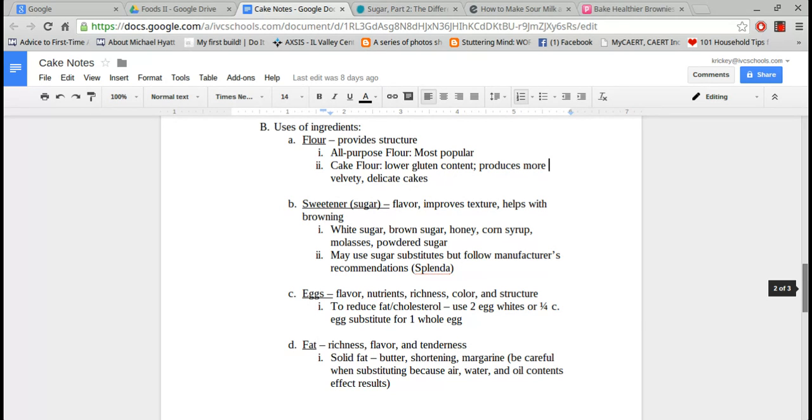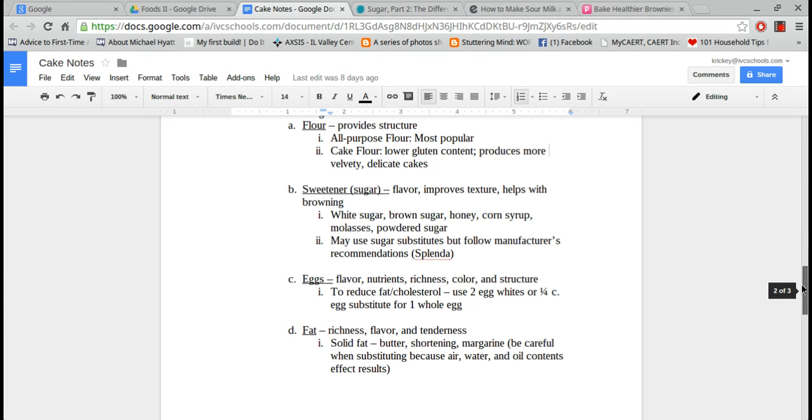Do remember that if you're choosing to substitute egg whites for the whole egg, if the recipe doesn't specifically tell you to do that, two egg whites is equivalent to the volume of one whole egg. A fourth of a cup of an egg substitute, like Egg Beaters, will do the same, but when you take that yolk out, you are going to lose some of the color and the flavor and the richness that it would have contributed.